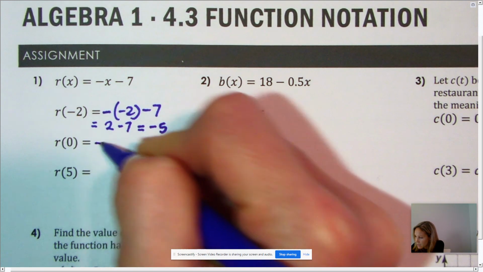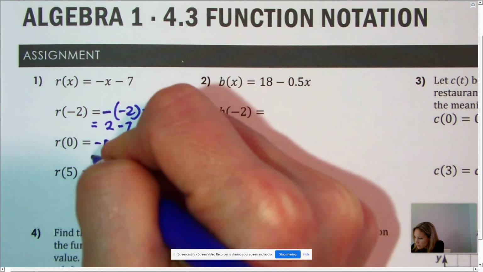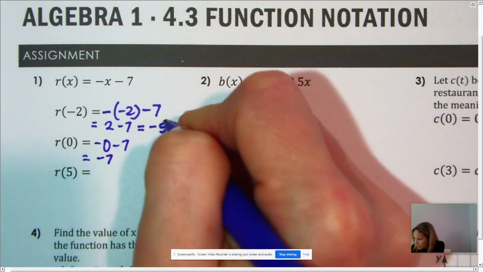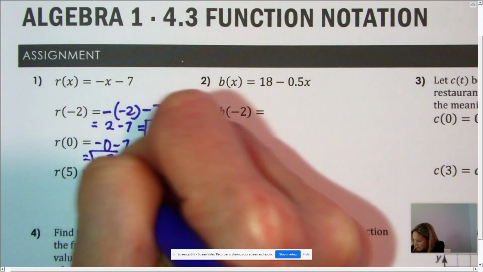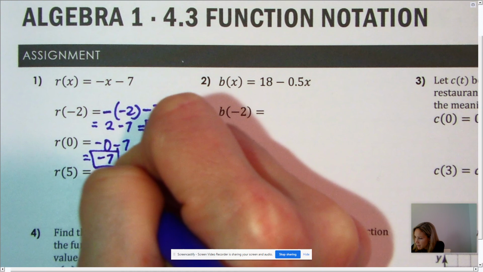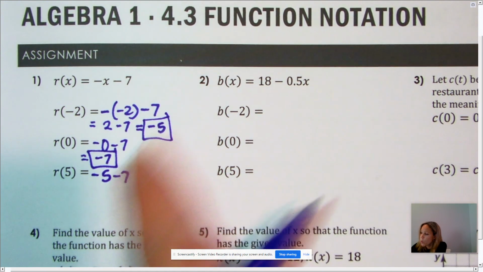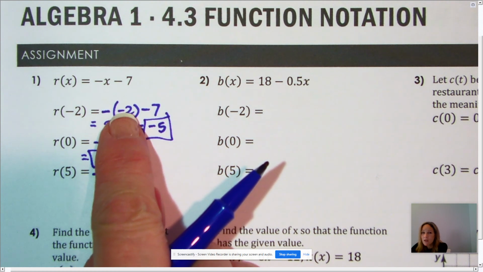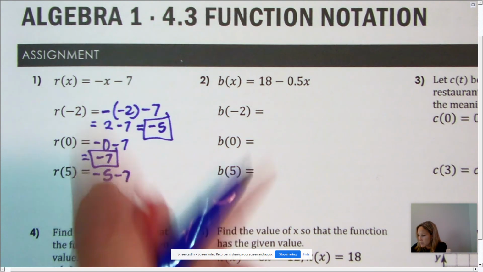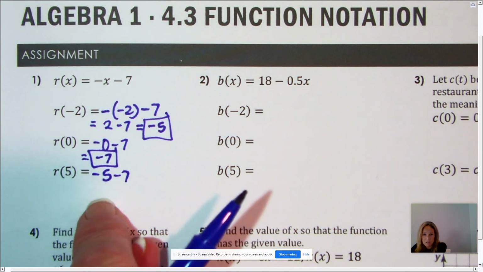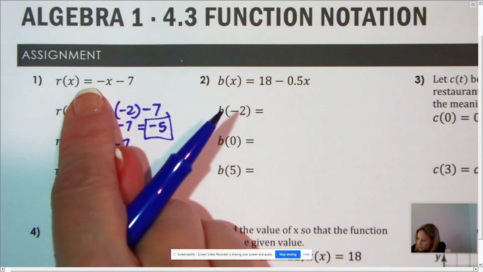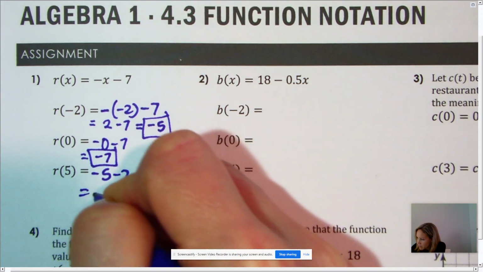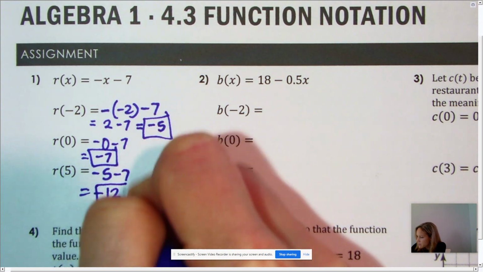Now we're going to plug in 0. -0 minus 7. Well, -0 is just 0. 0 minus 7 is just -7. Here's my first answer. Here's my second answer. And now I'm going to plug in 5. -5 minus 7. Note that the only time I needed parentheses was when I was plugging in a negative value for x. If I'm just plugging in a positive and there was no other number there, you can just plug in the 5, making sure that that negative sticks to it. Okay. And then I have a negative, and a negative makes even more negatives, so I have 12 negatives.